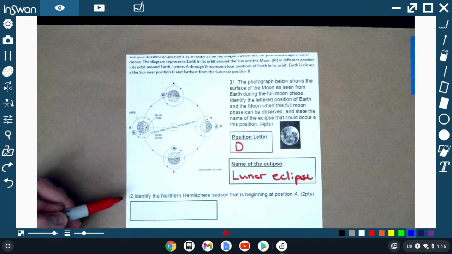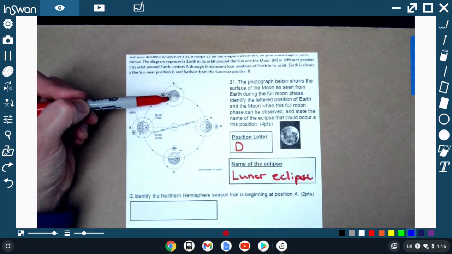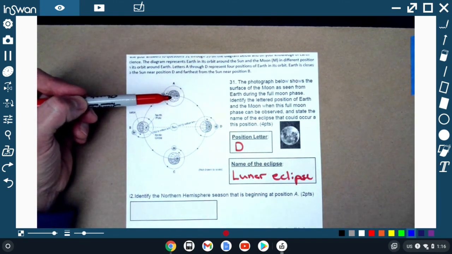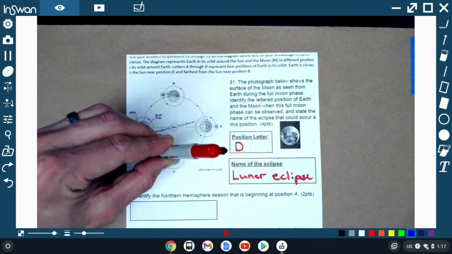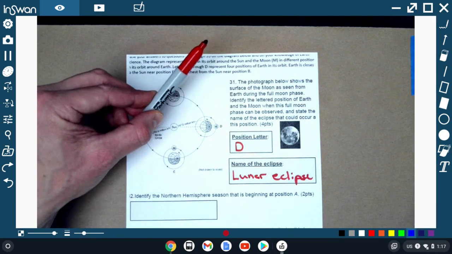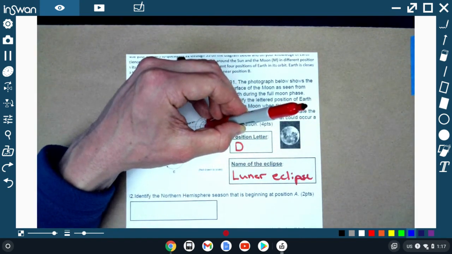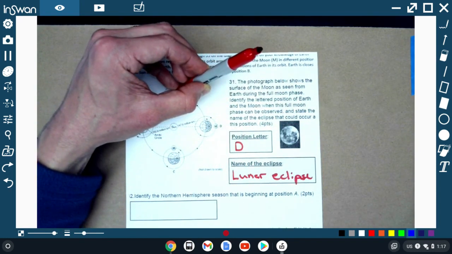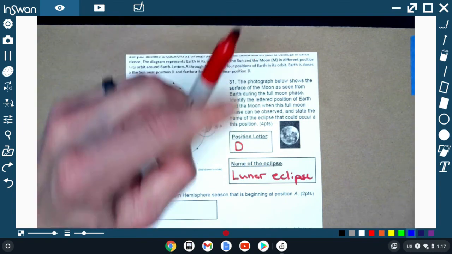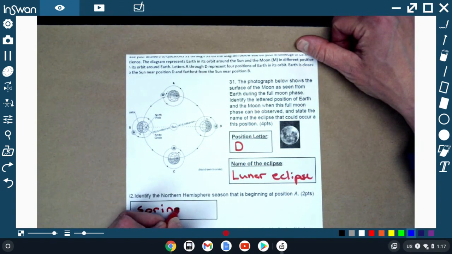Now question 32 says identify the northern hemisphere season that's beginning at position A. Well, here's position A. So what we have to do is think about which way the Earth's axis is tilting. And I showed you earlier on that it's tilting off at this direction. So we'll tilt it up here. So if we're tilting away at position D, that's going to be the winter. And then after winter comes spring. So in the northern hemisphere at position A, we will have spring.